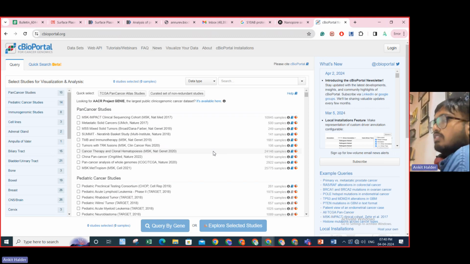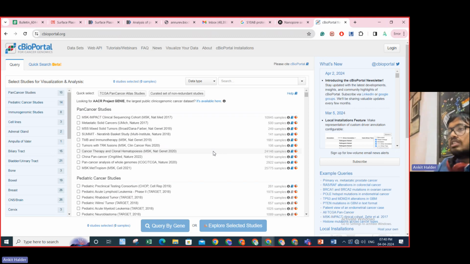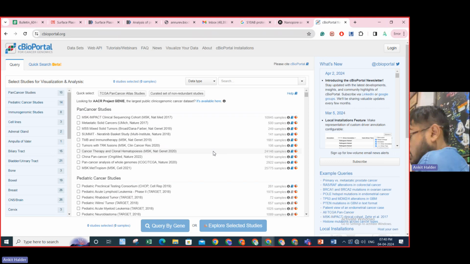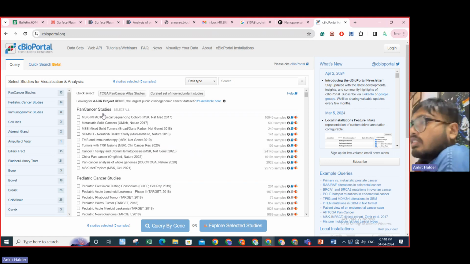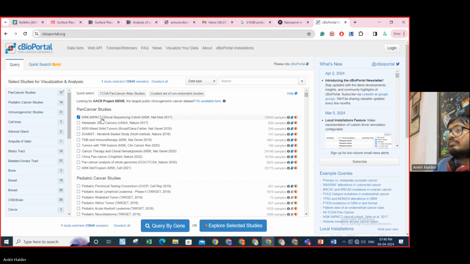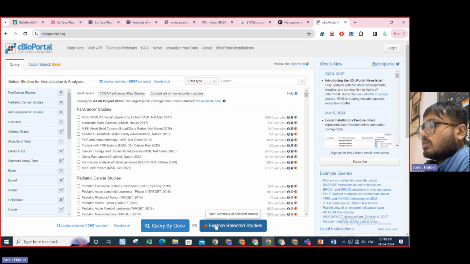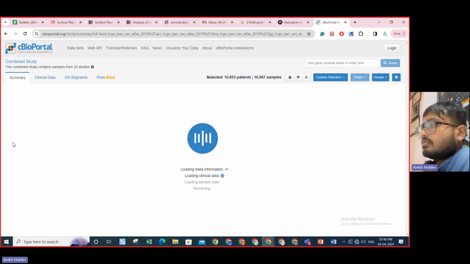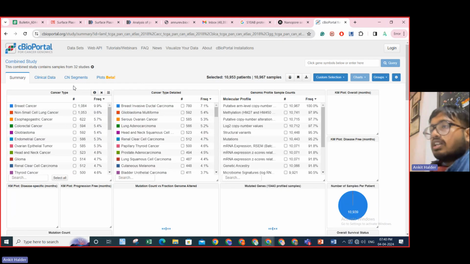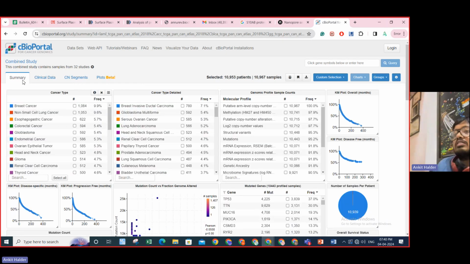So this is where you can get information about the mutations and the pan-cancer studies, which have been an initiative of the NIH, the TCGA or The Cancer Genome Atlas. Explore selected studies. You can go to any cancer.